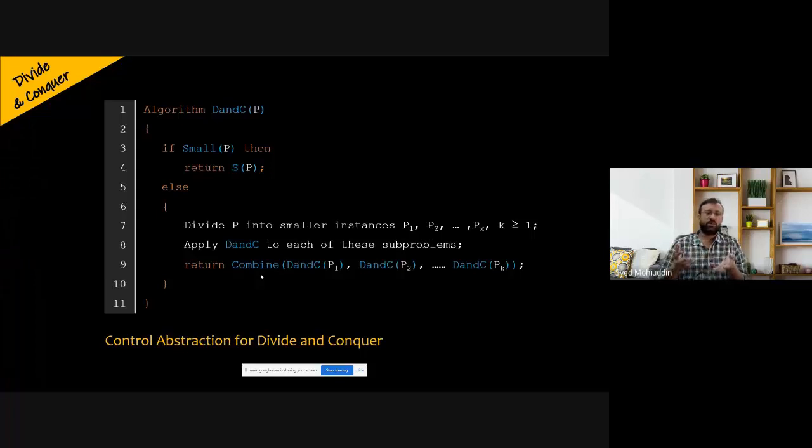That we have a problem, if it is a small problem, then get the solution. Otherwise divide the large problem into different problems, then recursively call, and then combine those results. So they don't give the specifics about how to solve that problem. Those specifics depend upon each and every problem where we can apply the divide and conquer approach. That is why it's called control abstraction. So this is the general algorithm for divide and conquer.